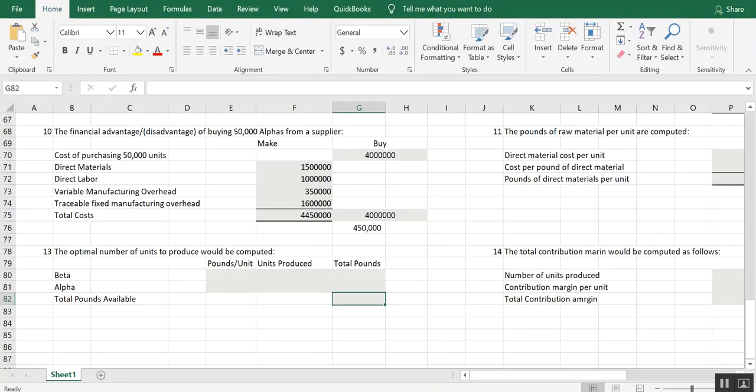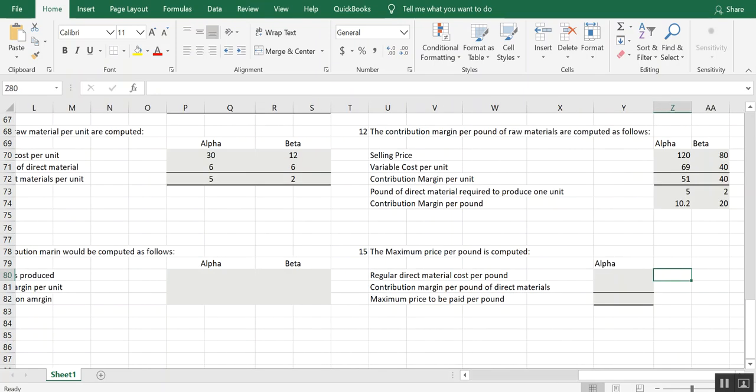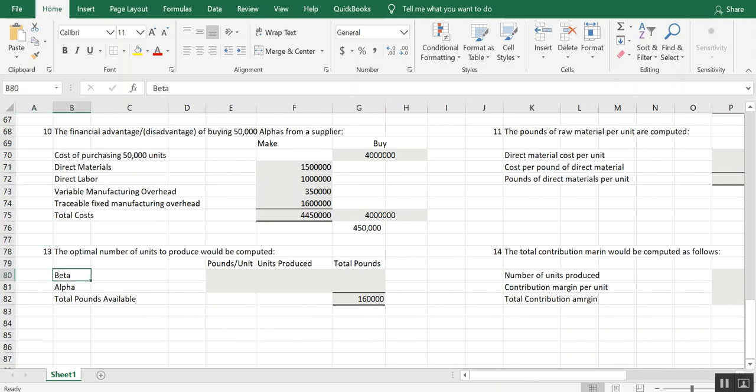So we come over here and we say we have a total of 160,000 pounds available. And we know that based on this calculation right here that we have $20 contribution margin per pound for beta, but 10.20 for alpha. So we want to absolutely maximize all of the beta units we can. So they'll buy 60,000 units. We want to produce 60,000 units. If our customers will buy it, that's what we want to produce.